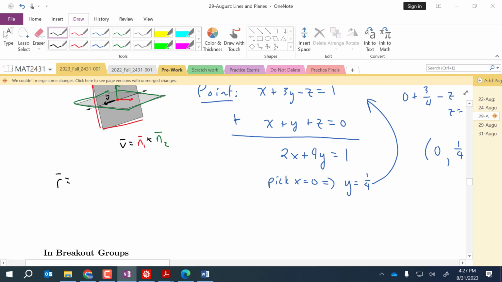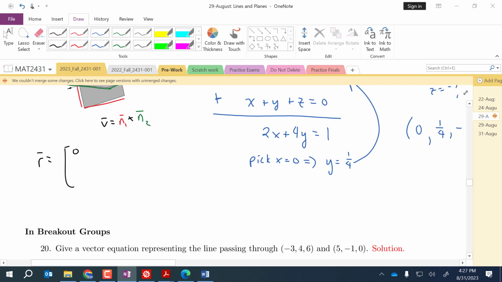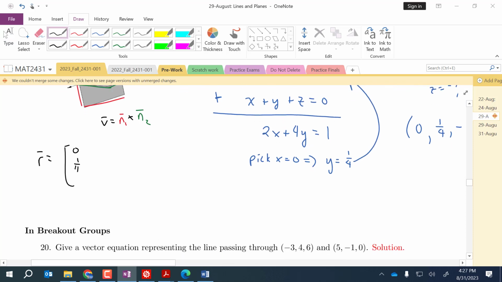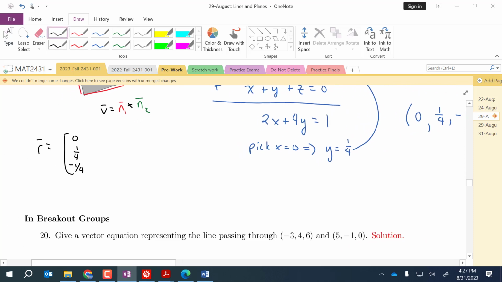r is equal to that point (0, 1/4, -1/4) plus t times v. Where am I going to get v? So I'm just going to write v1, v2, v3. But how would I get v? By computing that cross product there.